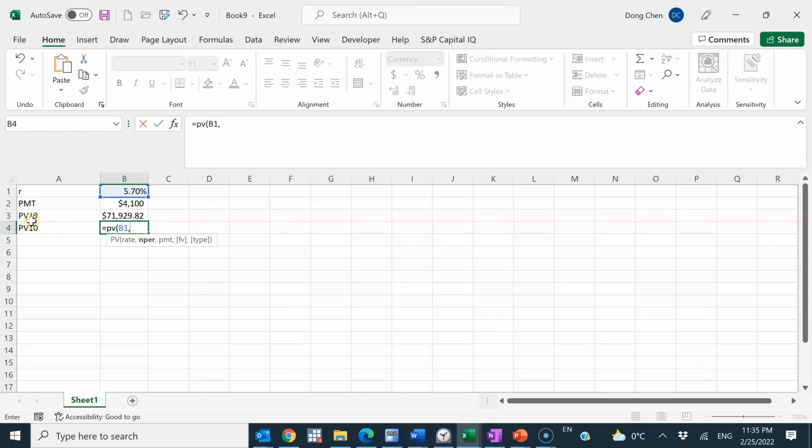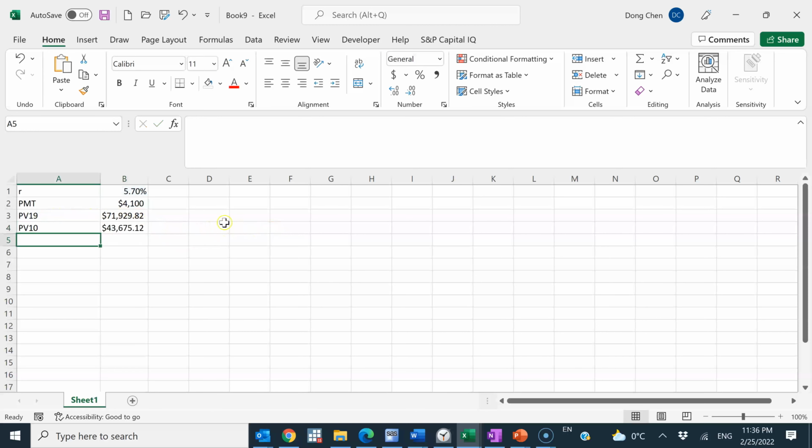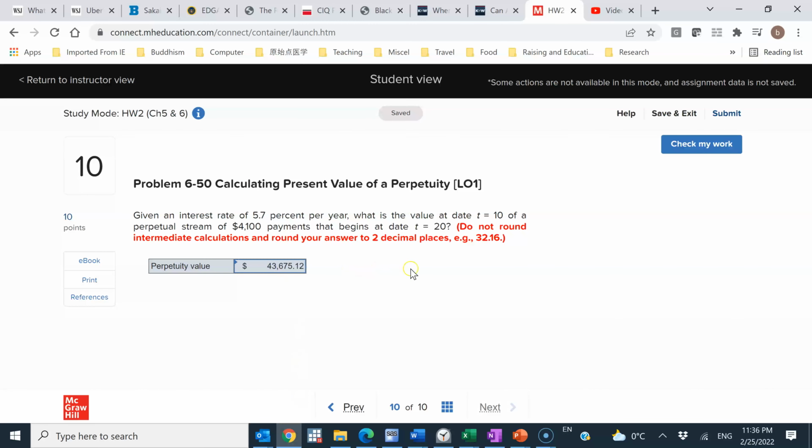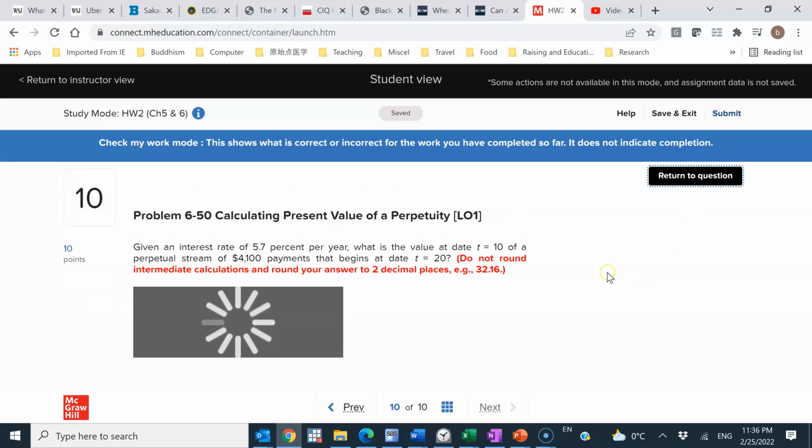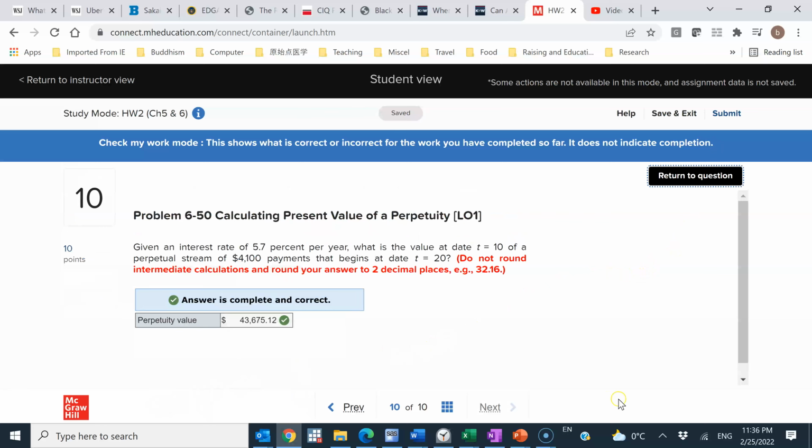And now there are 9 periods, 9 years between 10 and 19. So we just put 9 there. And payment now, because we are only dealing with one single cash flow, is 0. And finally, we add a negative sign in front, because now this PV 19 becomes the future value. And then we are done. The final part of this is simply to copy the number back and check my work. Yes, so that's done.